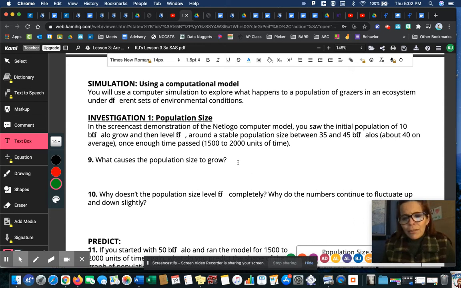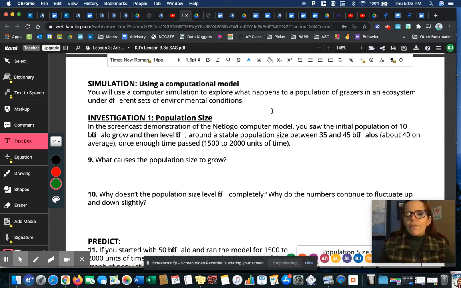And their computer models so far have been doing a really good job of predicting where the pandemic is going to be. So that's what we're looking at: computer models. It says you will use a computer simulation to explore what happens to a population of grazers, those are herbivores in an ecosystem, under different sets of environmental conditions.